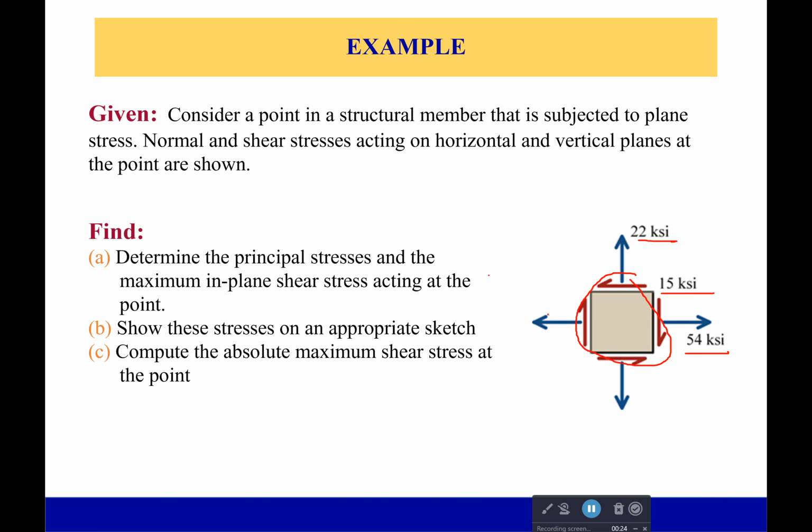Well, we want to determine the principal stresses, as well as the maximum in-plane shear stress acting at a particular point. And we're going to show this on an appropriate sketch, and then finally find the absolute maximum shear stress at the point. In plane versus absolute maximum is just saying that, honestly, there are going to be shear stresses caused by the z direction sometimes. Maybe not in this particular example, but in some. And so we have to figure out if that's going to be an issue.